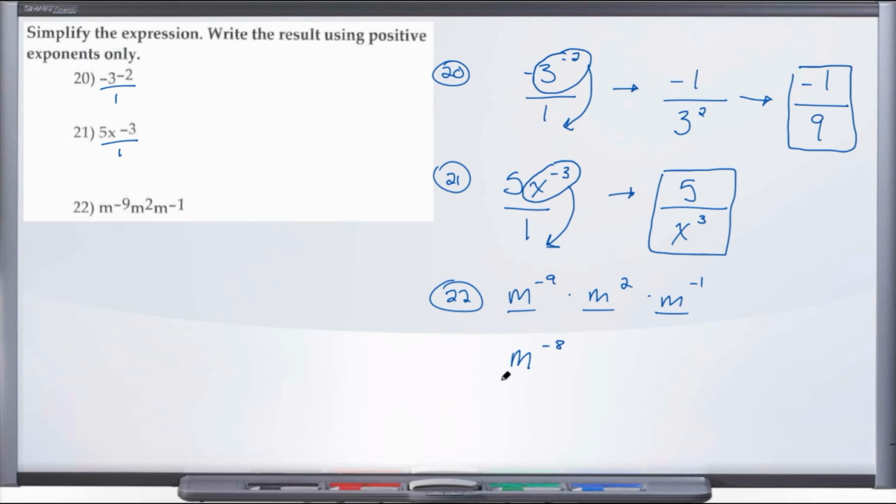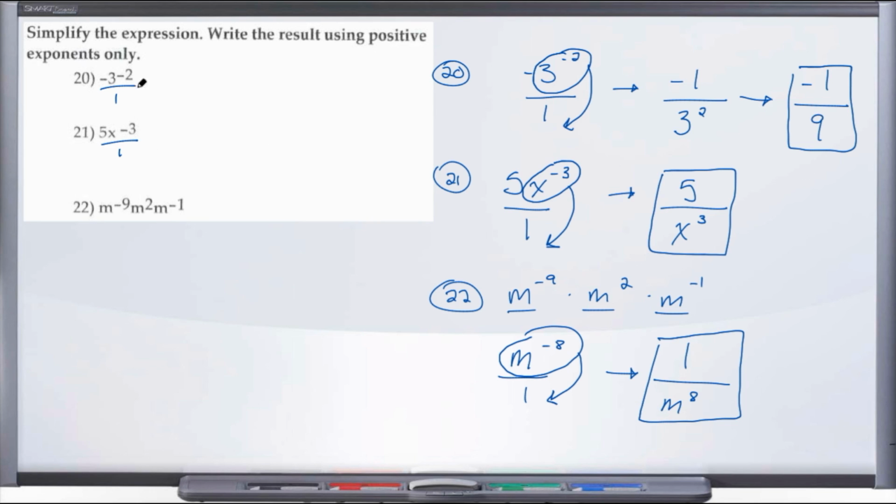But again, we can't have negative exponents, and so that negative 8 has power over the whole m, so it's going to move downstairs. And by virtue of moving this whole thing from upstairs in our numerator to downstairs in the denominator, we've cleared the whole numerator, and so we have to replace the numerator with a 1, and now the exponent, instead of being negative 8, becomes positive 8. So we have 1 over m to the 8th. And so there you have 20, 21, and 22.